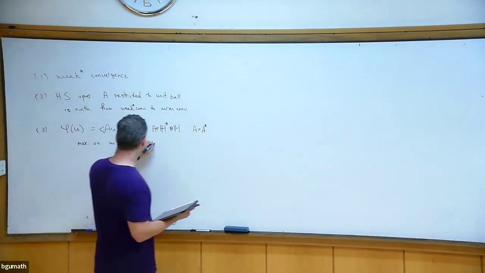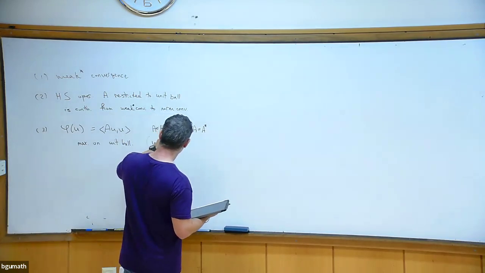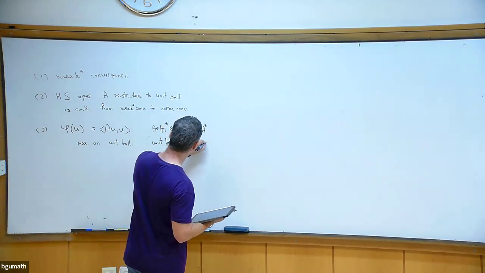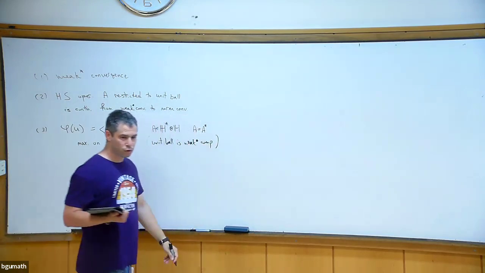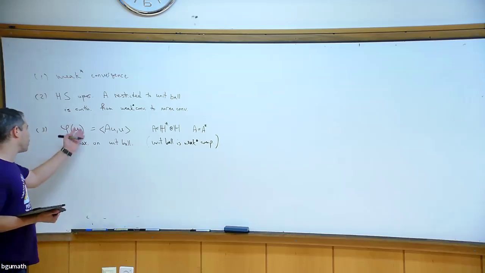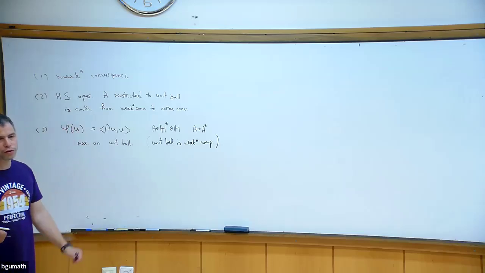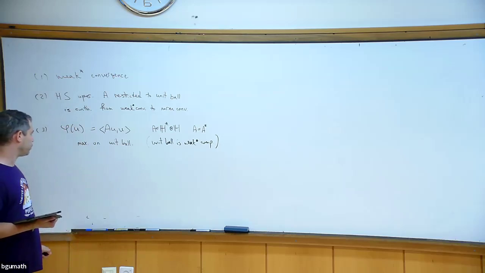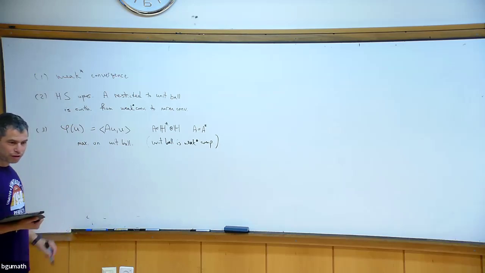Okay, so this is using the fact that the unit ball is weak star compact. This is Banach-Alaoglu, okay? This will become a continuous function on a compact set. It should be on the sphere just because if you take something on the sphere and you multiply by alpha. I'm not even going to go into the discussion of that.